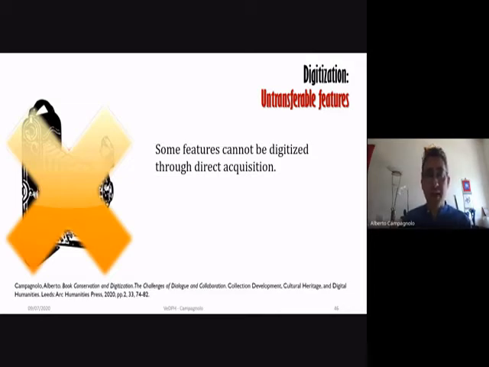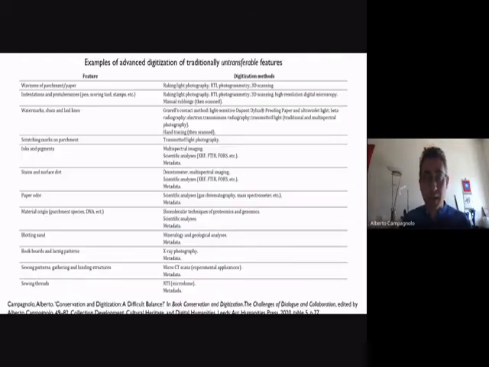Unfortunately, not everything in a book can be gathered through direct acquisition, so through imaging or photography or even advanced imaging. And I call these untransferable features, which doesn't mean that they are never going to be transferable. It's just that it's more difficult, and they normally require input from the human and not direct acquisition. These are examples of things that we might want to study about the materiality of books and that we normally can't do through normal imaging. Some of these can be done through advanced imaging, but not everything.